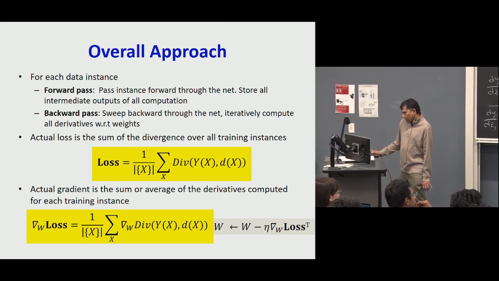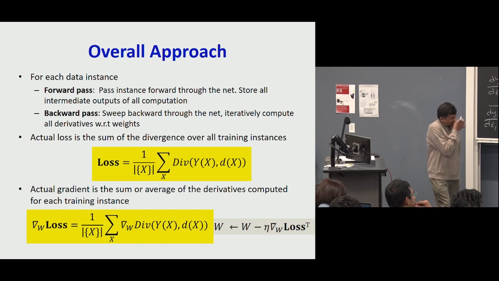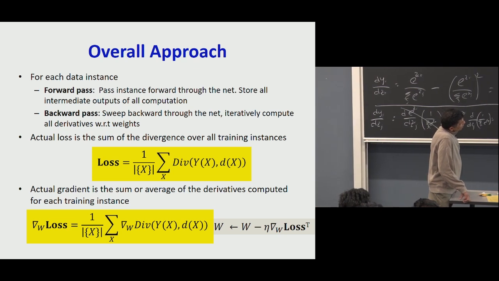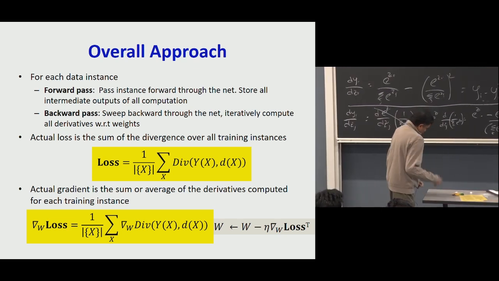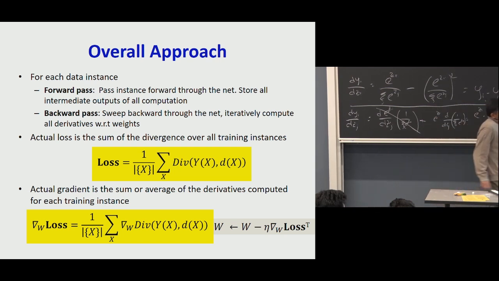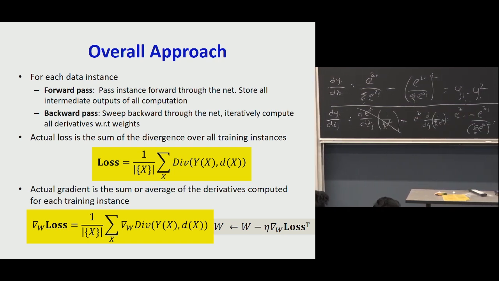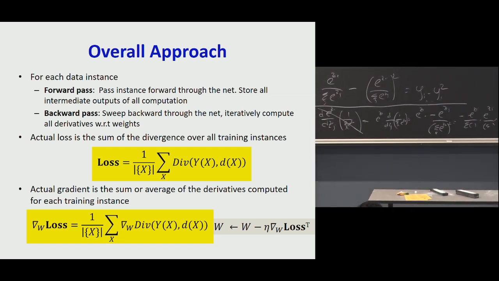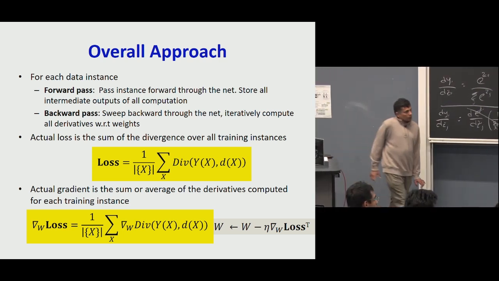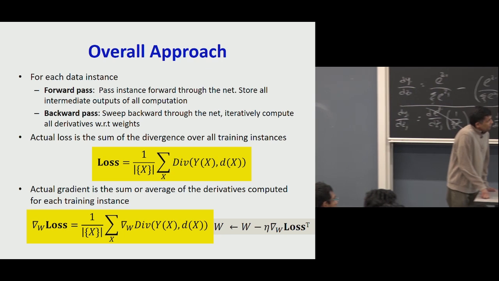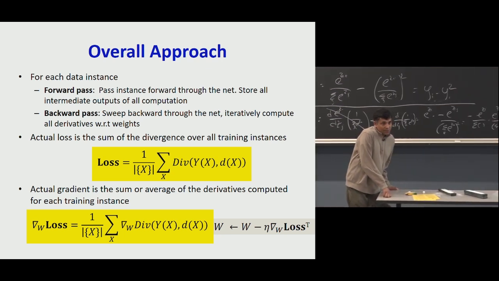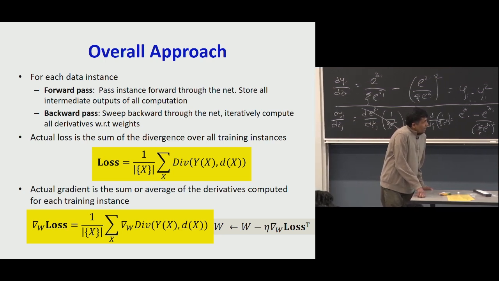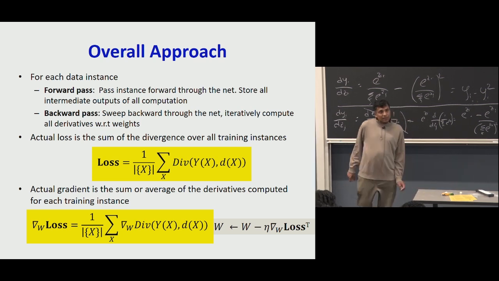So the overall approach for computing the derivative for gradient descent to learn a network is, for each data instance, you have a forward pass, you pass it through the network, you have a backward pass, you sweep it back through the network and iteratively compute derivatives with respect to all the parameters. The actual loss, of course, is the average of the divergences over the entire training data. So the actual gradient is the average of the gradients for each of the training instances, and you're just going to use this gradient in the gradient descent rule, right?